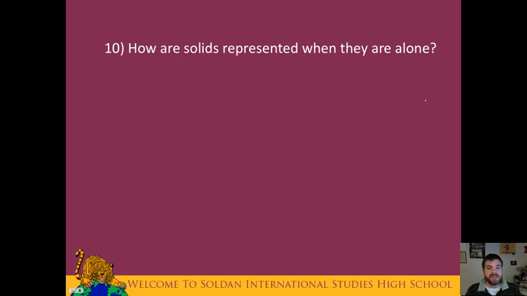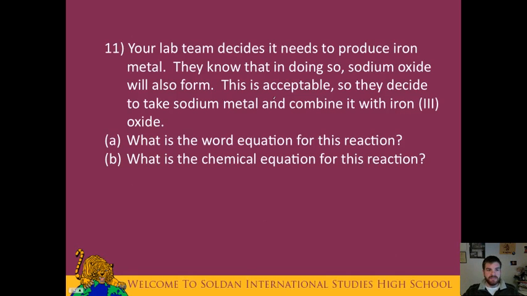Number 10, how are solids represented when they are alone? If you have, for example, iron metal, it's just this. So it's not diatomic, no charge. It's just the element's symbol. And then, of course, you could put a symbol of S behind it to show solid.